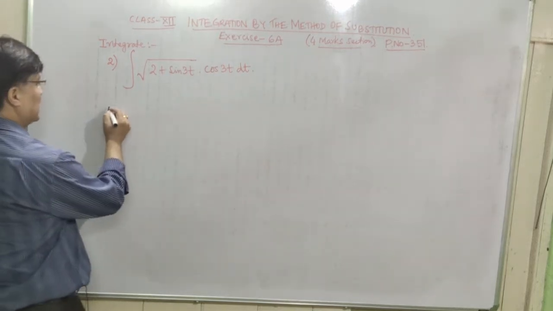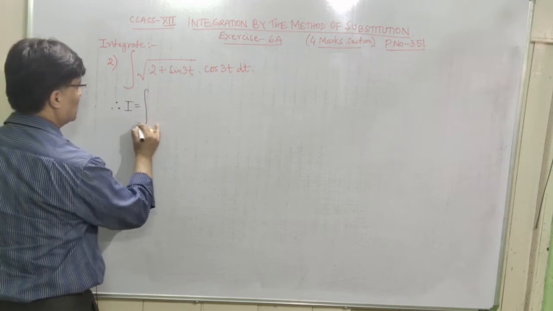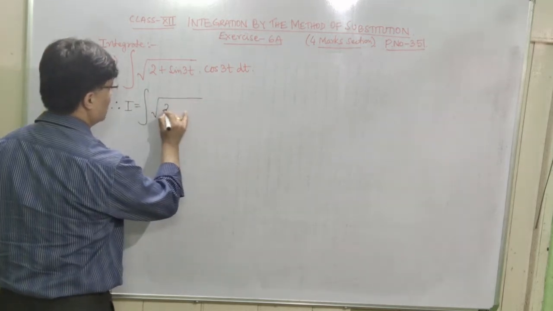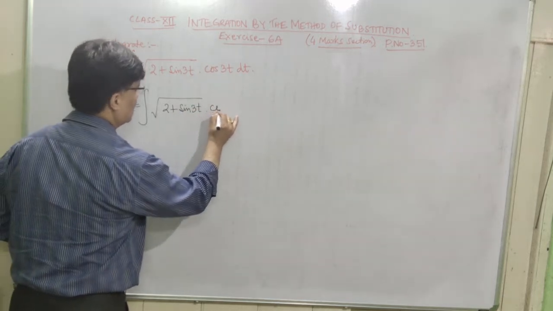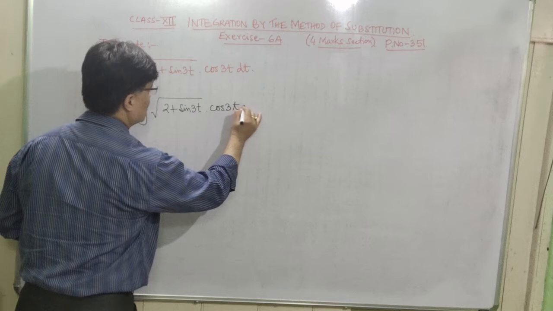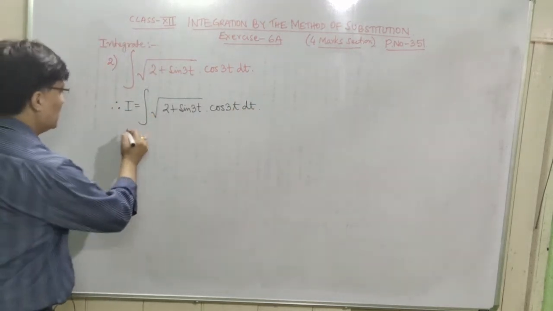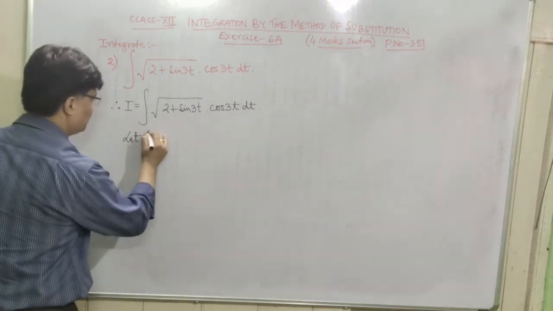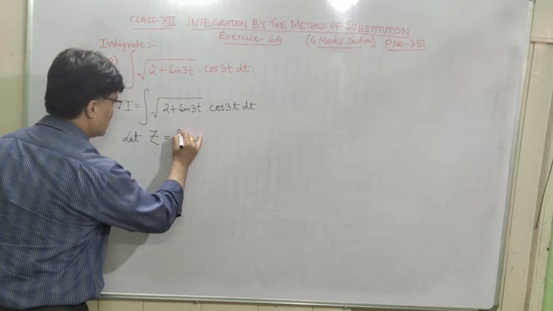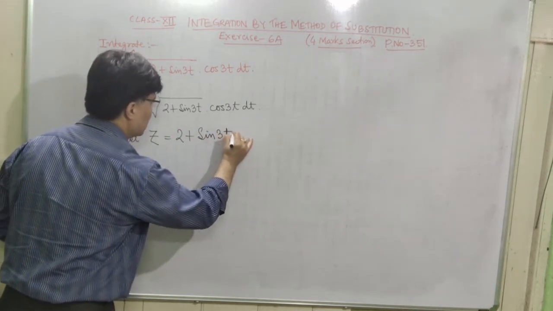So let us take it as I is equal to integration of square root 2 plus sine 3t into cos 3t dt. Okay, now let's do the method of substitution. Let z is equal to 2 plus sine 3t.